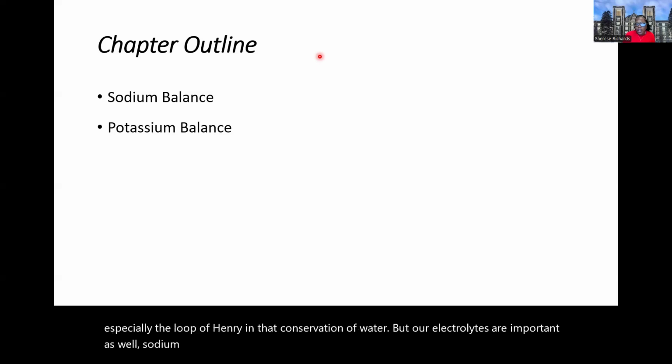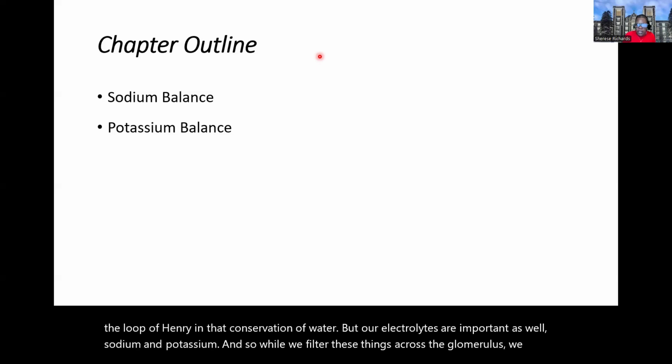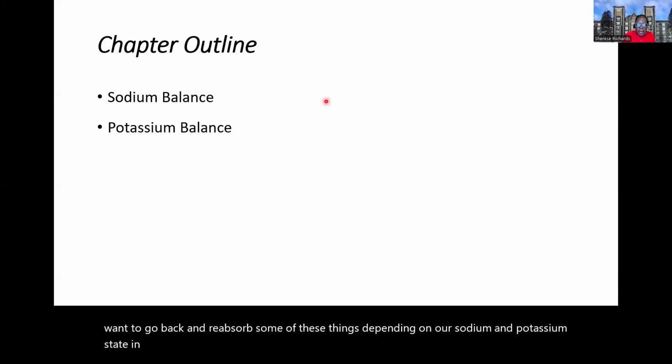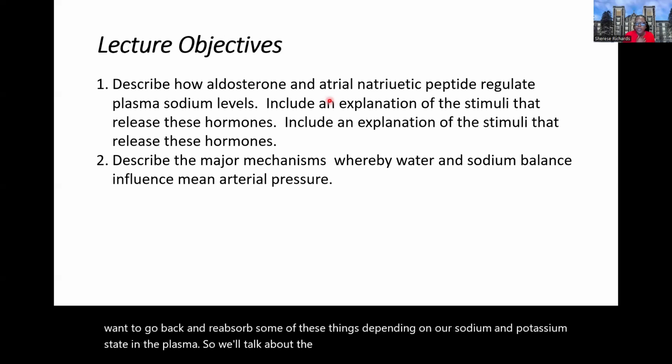And so while we filter these things across the glomerulus, we want to go back and reabsorb some of these things depending on our sodium and potassium state in the plasma. So we'll talk about the various mechanisms by which these two are absorbed.